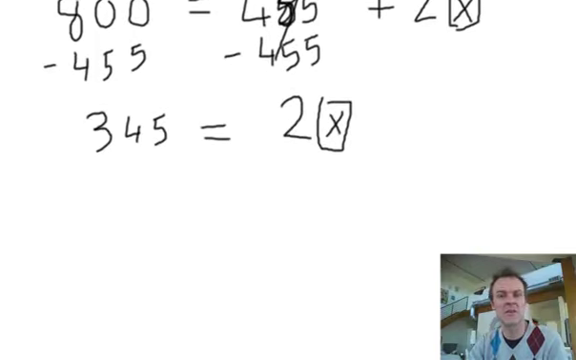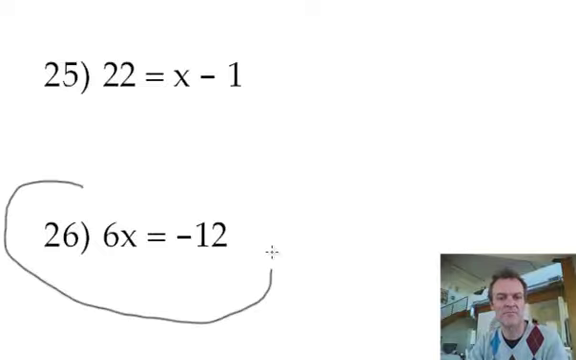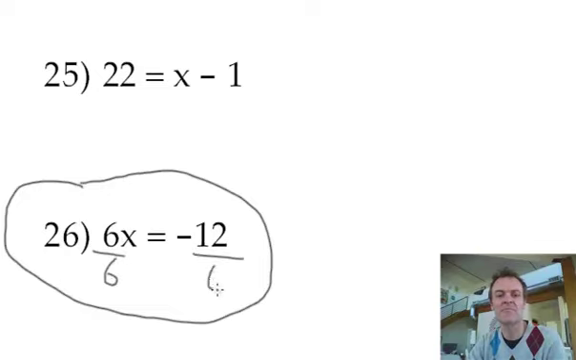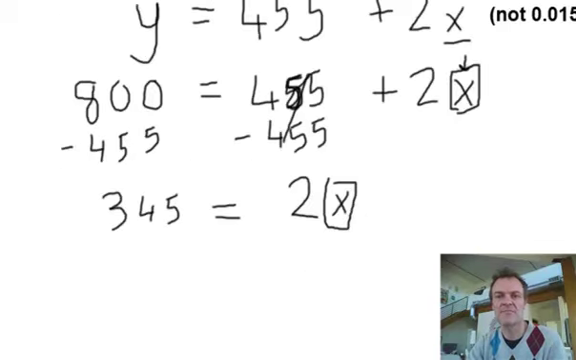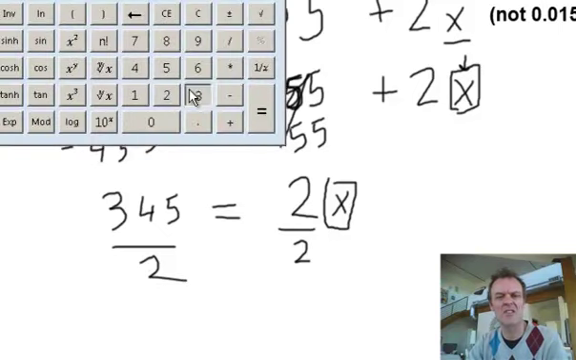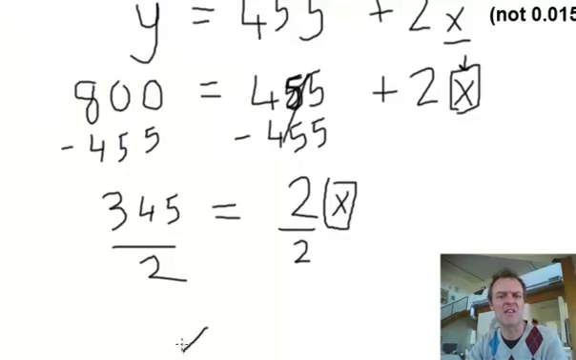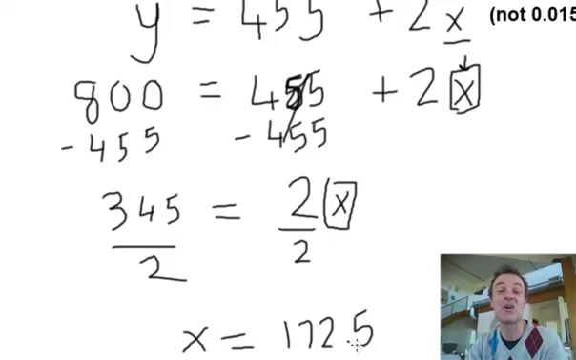Now what do I do to get to the x? Remember this? Again, let's go back to this. So it's like doing this one. Remember, we divide by the number next to the letter. Let's do that then. Let's divide by the 2. Okay, calculator. This is not a nice number because it's an odd number. 345 divided by 2 equals 172.5. Right, x equals 172.5. That's how many copies I can make on the $800 budget.